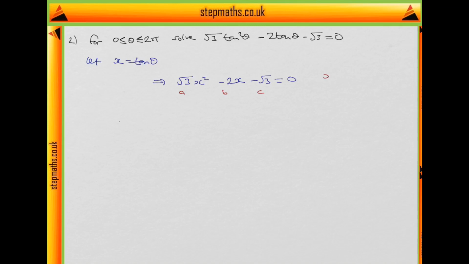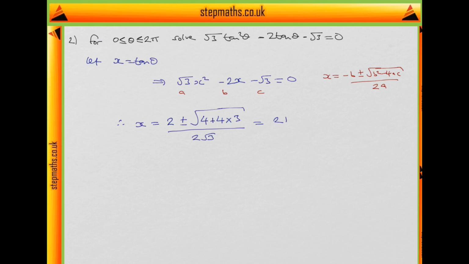So we know the quadratic formula is x is equal to minus b plus or minus the square root of b squared minus 4ac, all divided by 2a. So plugging that in, we get that tan theta, or x, is equal to minus b, that's minus minus 2, so that's 2, plus or minus the square root of b squared, that's minus 2 squared, so that's 4, and that's minus 4 times a, which is root 3, times c, so that's minus 4 root 3 times minus root 3, which gives us plus 4 times 3, all divided by 2a, which is 2 root 3.